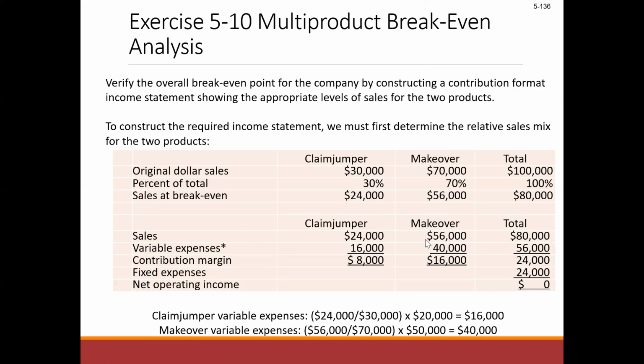So we see here, claim jumper is showing making 16,000. No. Claim jumper, I think I had these backwards, 56. Makeover, this is right. Makeovers, 56,000 divided by what we show the original dollars. And then our claim jumper divided by our 20,000. I'm just seeing where that number came from, 50. It's probably on the previous slide there. So basically what we need to show are the variable expenses associated with each of these products.